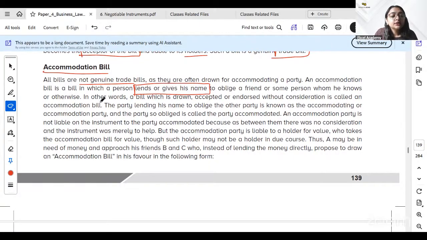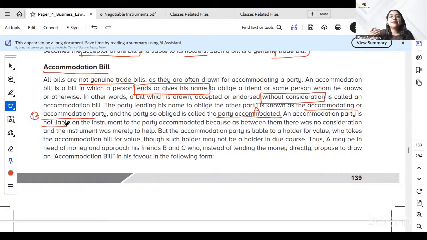In other words, a bill which is drawn, accepted or endorsed without consideration. Will B actually pay A rupees 1 lakh? No, but what is happening here? It is just to show that 1 lakh rupees is going to be receivable by A in a certain period of time. This is called an accommodation bill. The party lending his name to oblige the other party is known as the accommodating or accommodation party. So B is going to be our accommodating party, and the party so obliged is called the party accommodated, who is your A.